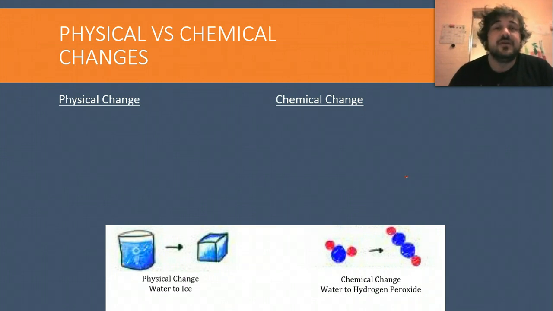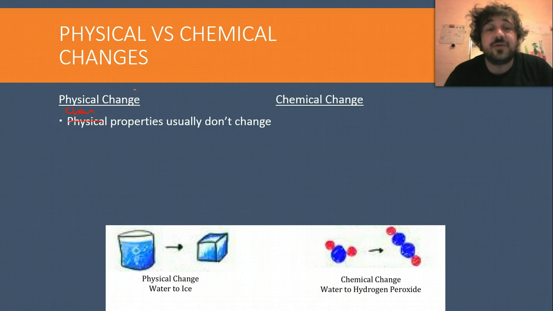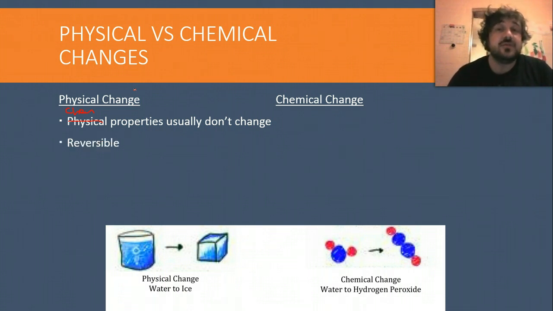First off, physical change and chemical change. Let's compare them. Physical, that's wrong. Okay, so we make that one there. That becomes chemical properties. In a physical change, the chemical properties don't change. They stay the same. Okay, so chemical properties are how something reacts with another thing. They don't change in a physical change. It's reversible, and that's important.